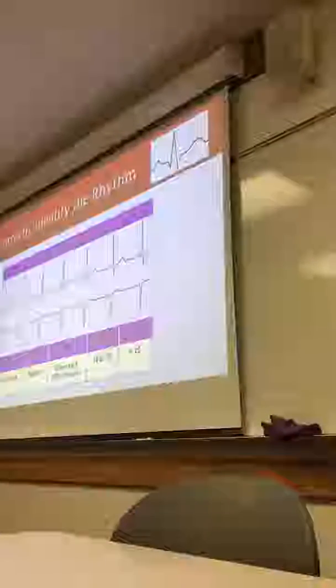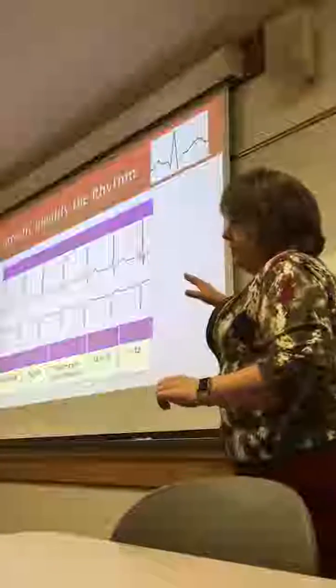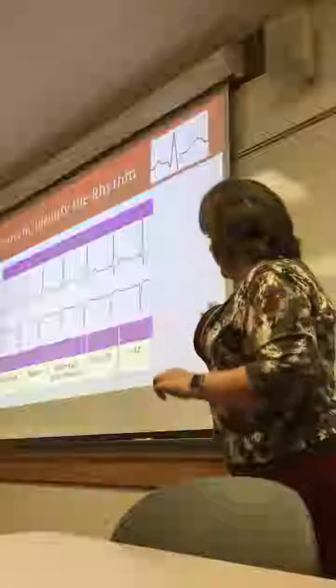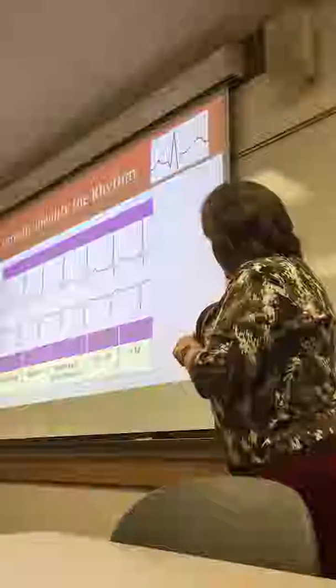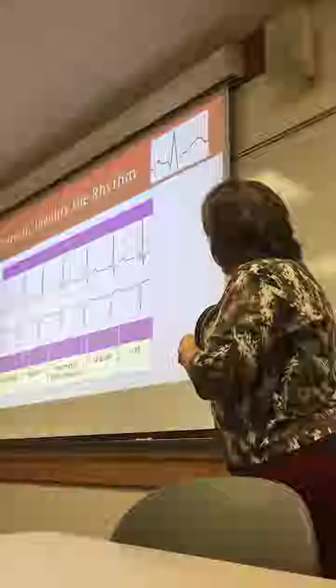This is another important one as we start in the 6-second EKG, is knowing what is a sinus rhythm. So a sinus rhythm has to have these characteristics to it.